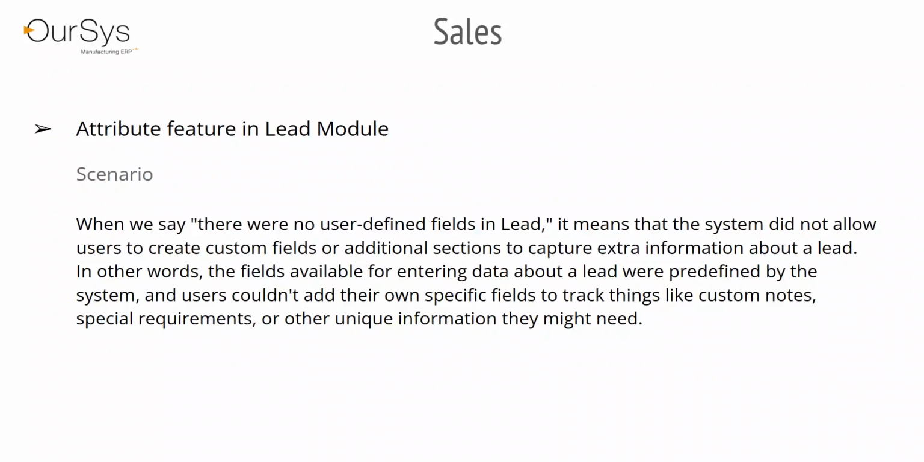Attribute feature in lead module. So previously, if a user had to define his or her own fields in the lead generation page, they didn't have any feature to add those fields and store the important data. So now we have given a provision where the user can create their own customized fields in the lead module. This means they can now enter their important information in the lead generation screen, and the system will also show that information in the report of the lead.